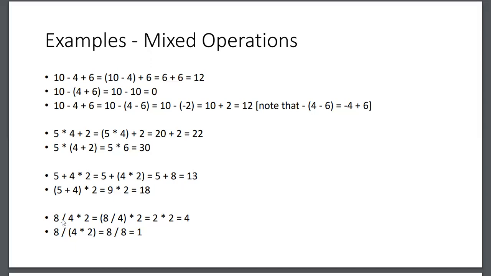And an example with division and multiplication, they're equal precedence. We start from left to right. So it's 8 divided by 4, which is 2 times 2 is 4. Grouping the other way, it's 8 divided by 4 times 2, which is 8. 8 divided by 8 is 1.